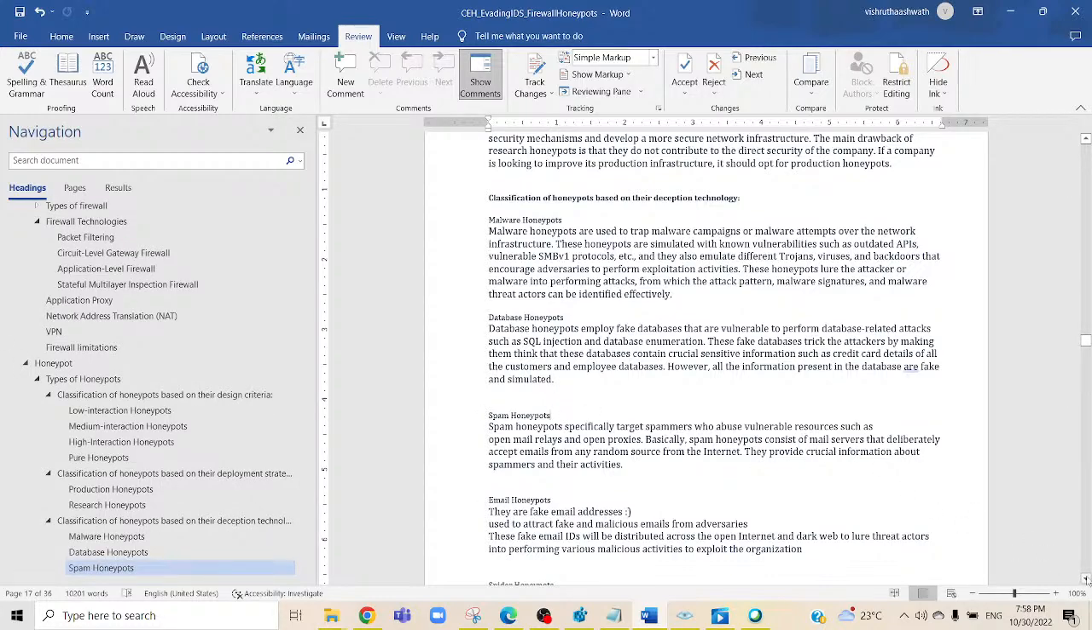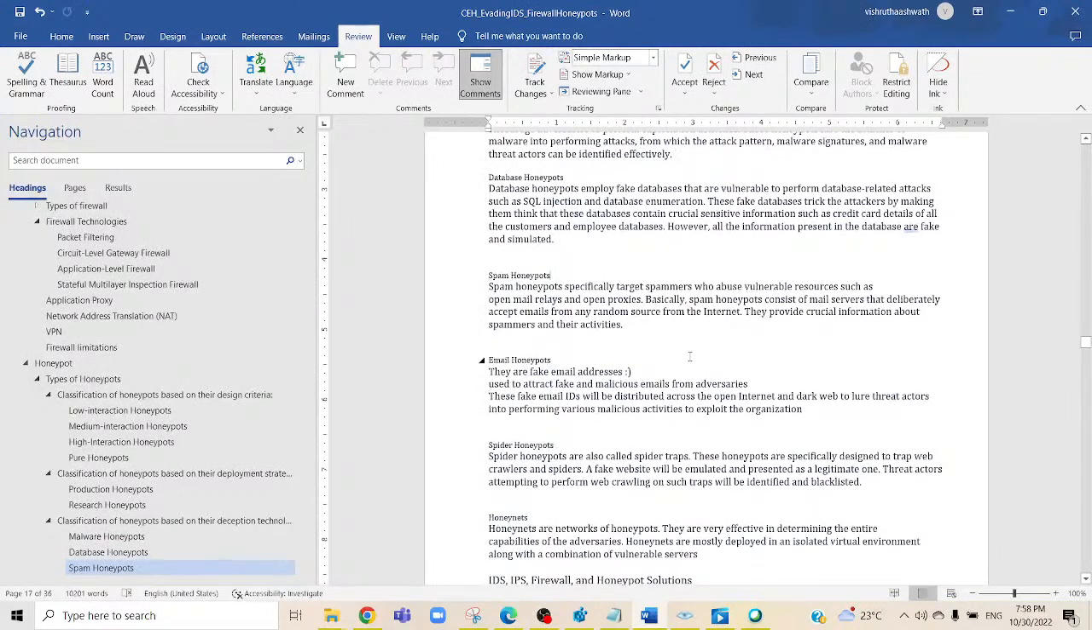Next, spam honeypots. Spam honeypots specifically target spammers who abuse vulnerable resources such as open mail relays and open proxies. Basically, spam honeypots consist of mail servers that deliberately accept emails from any random source from the internet. They provide crucial information about spammers and their activities.